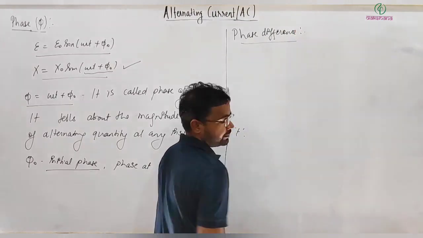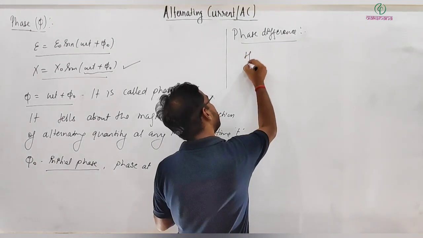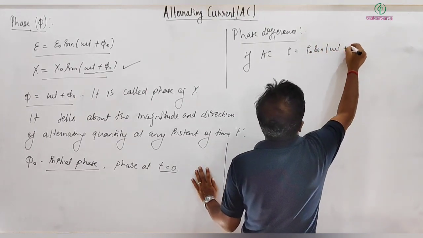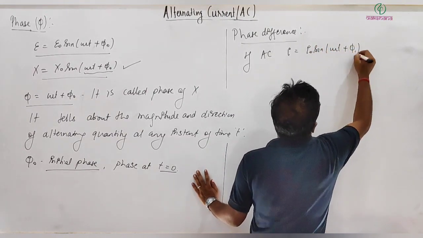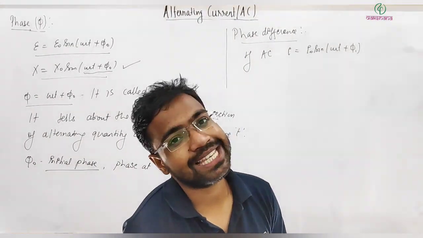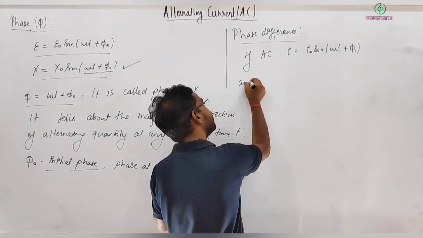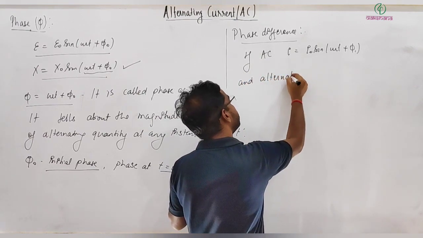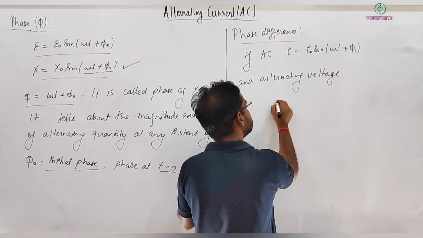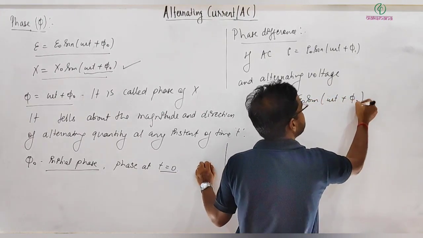Simple terms but quite important here. So here if I write two alternating quantities, let's say alternating current I is written as I naught sine of omega t plus phi 1. Remember, the phase difference we will calculate here for two quantities which have the same frequency. The frequency must be the same. So this is alternating current and alternating voltage. So I will write E equal to E naught sine of omega t plus phi 2.